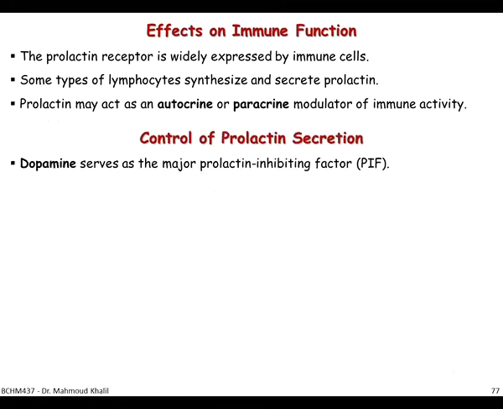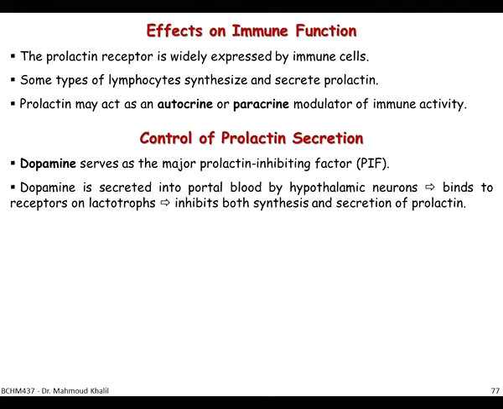So if we look at the control of the prolactin secretion, we have dopamine. The dopamine is the major prolactin inhibiting factor. The dopamine is secreted into the portal blood by the hypothalamic neurons, and it binds to receptors on the lactotrophs. So the dopamine binds on the lactotrophs. And of course, we have said that the lactotrophs are responsible for secreting the prolactin from the anterior pituitary gland.